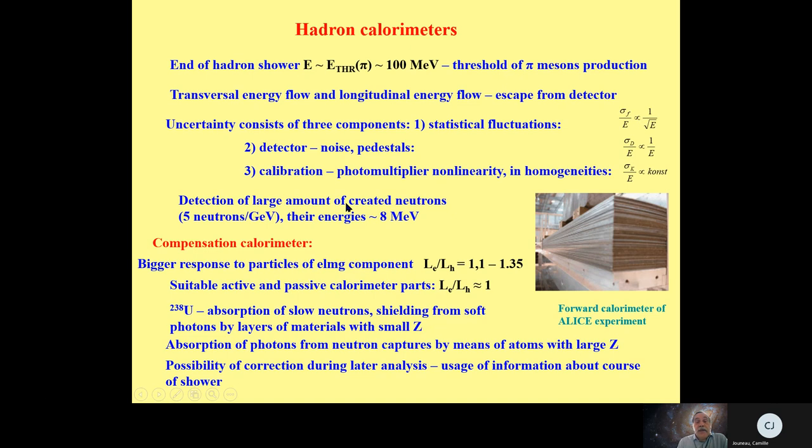In this case, as I said, many neutrons are created, and the energies of these neutrons are about 8 MeV. I said to you that we have not only this hadron shower, but also an electromagnetic component, which is produced by the decay of pi zero, pi plus, and pi minus.